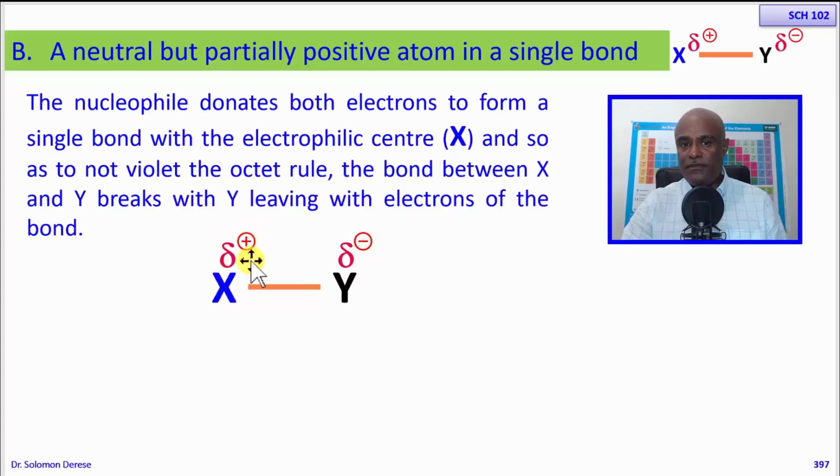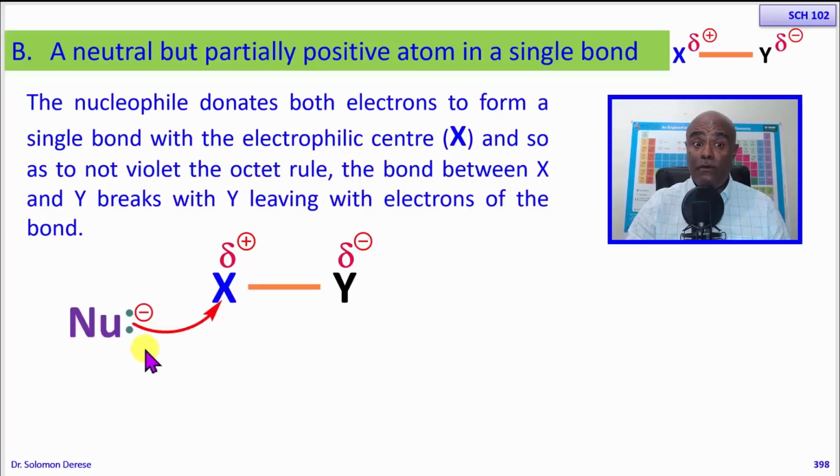Remember, this partially positive center and this partially negative center cancel out. As a result, this molecule is neutral. But since it is polarized, and since Y is more electronegative than X, X is an electrophilic center. X is an electron deficient center, so it can be attacked by a nucleophile.